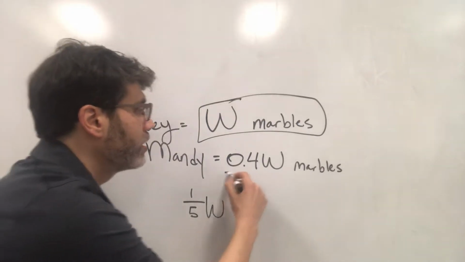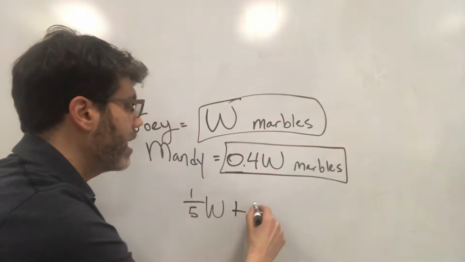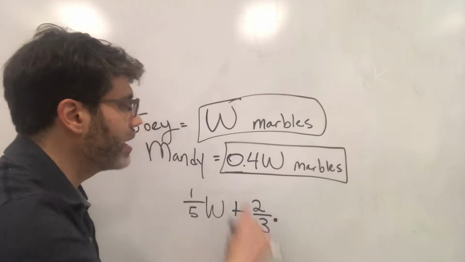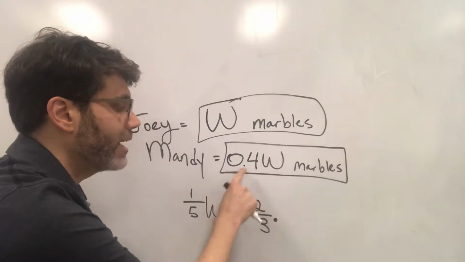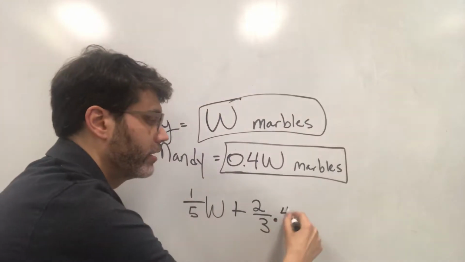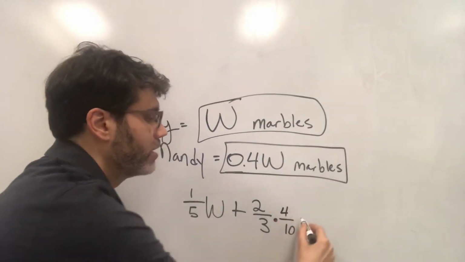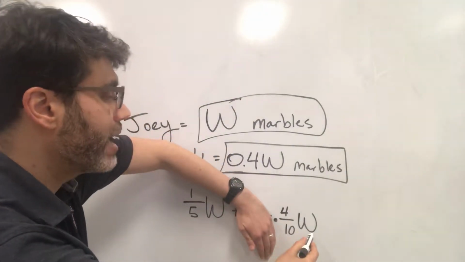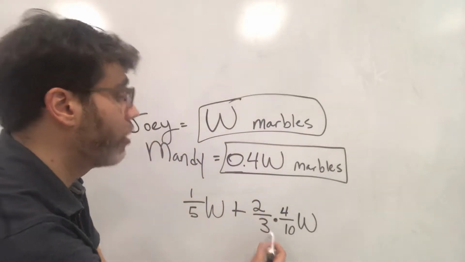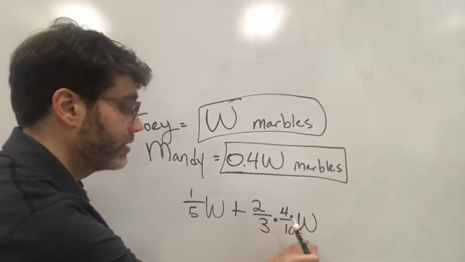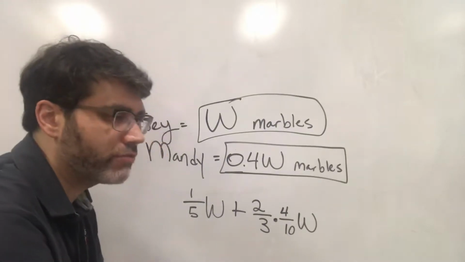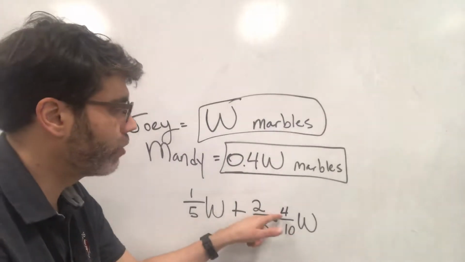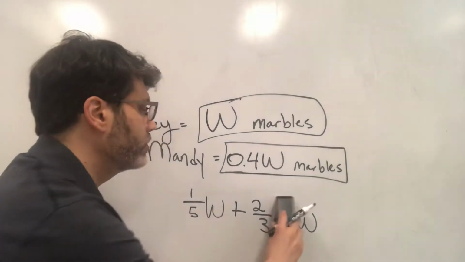So 1/5 of his marbles, as well as Mandy giving 2/3 of her marbles. So if this is Mandy's marbles, then we're going to do 2/3 of Mandy's marbles. It's going to look a little weird, but by the way, 4/10 as a decimal can be written as 4/10 as a fraction, okay? So this is Mandy's marbles, 4/10 times W, and Mandy is giving 2/3 of all of her marbles, which is 4/10 W. Okay, write an expression for the number of marbles Mark receives. By the way, 4/10 is the same thing as 2/5, so we can reduce right away.